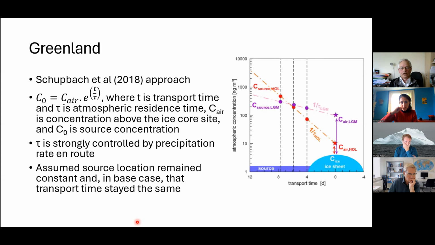So as you're going along in a single air mass, every time it rains, you're taking dust out of the air mass. In that paper, he assumed that the source location remained the same, and in the base case, he did some sensitivity studies, but in the base case, I think the transport time stayed the same as well.